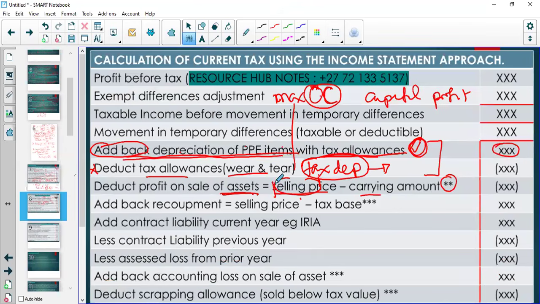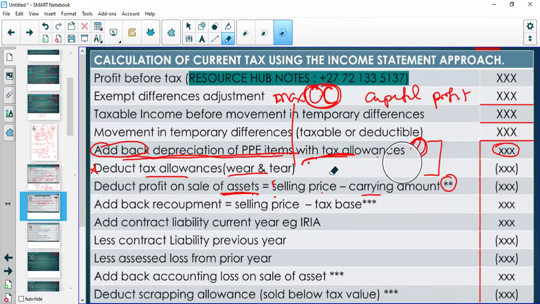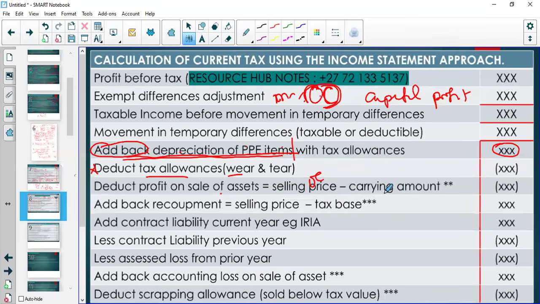So if the selling price is above, then we're going to limit that selling price to the original cost. If the selling price is above the original cost, then here we can change and say the original cost minus the carrying amount.